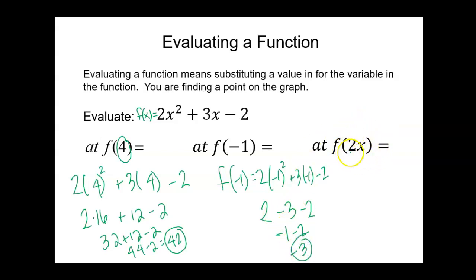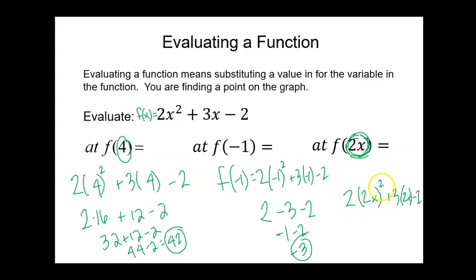Okay, lastly here, my input is 2x. So it's not just a number now, it's actually a little expression, 2x. But I'm going to do the exact same thing. I'm going to take this x out, and I'm going to put in what's inside the parentheses. So again, write the function, putting parentheses everywhere you see an x, and then take what's in those parentheses and put those there inside each of those.